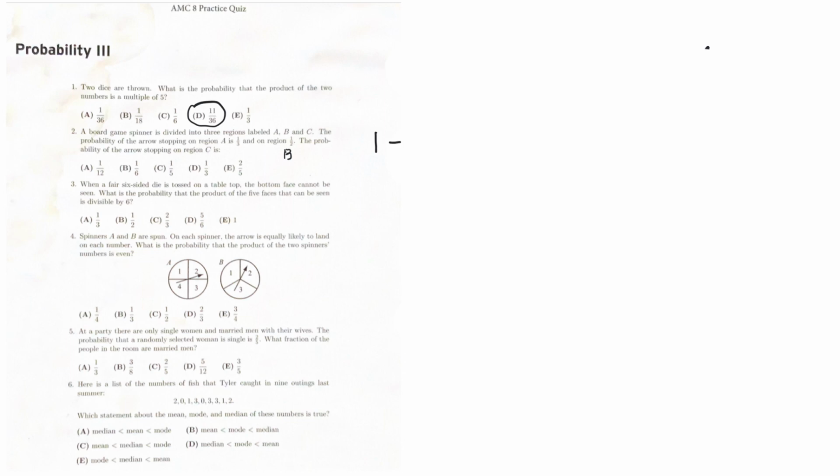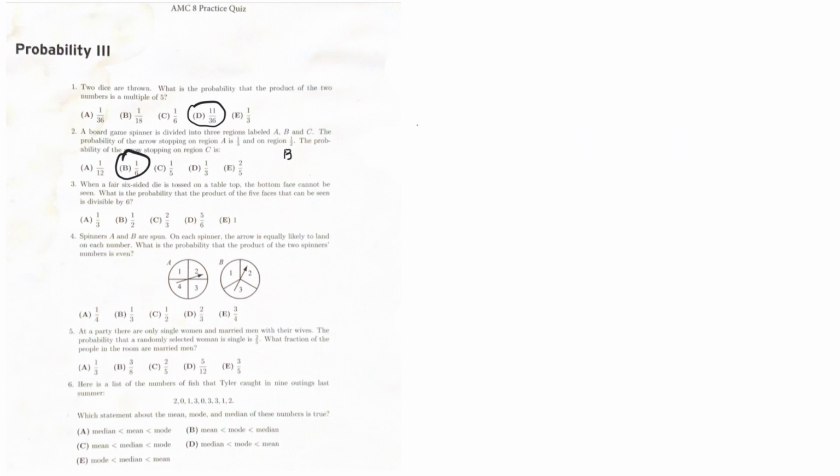So that's 1 minus, so the A probability is 1 over 3, and region B is 1 over 2. And the difference will be the probability of region C. So it's 1 minus, and the LCM is 6, 2 over 6 minus 3 over 6. The total is 1 over 6. So the answer is B.